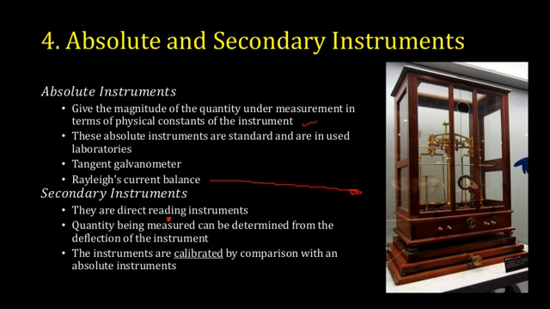Now secondary instruments are direct reading instruments. The quantity that is measured can be detected from the deflection of the instrument or the reading of the instrument. It not only reads, it will be indicating some value which can be seen. In certain cases, it also records some value. These instruments are calibrated against a standard, which generally is an absolute instrument, the standards.